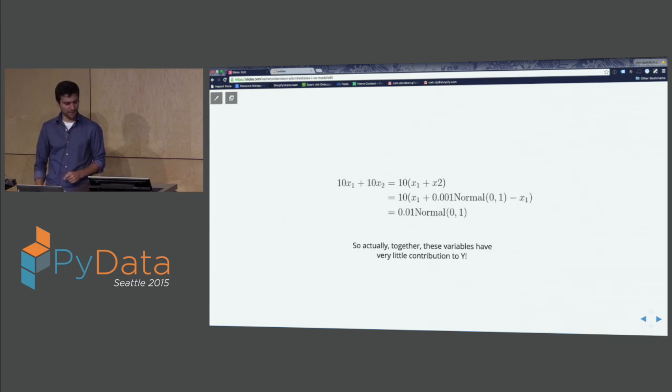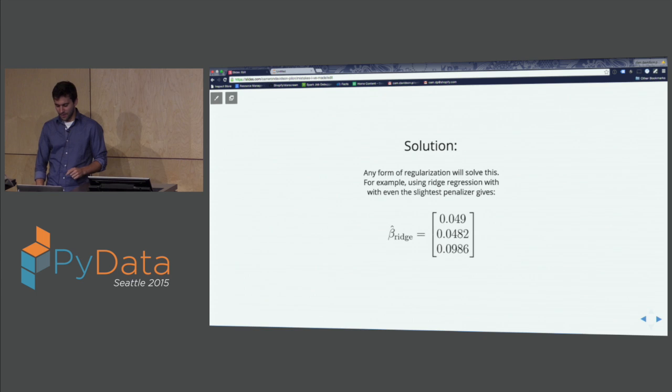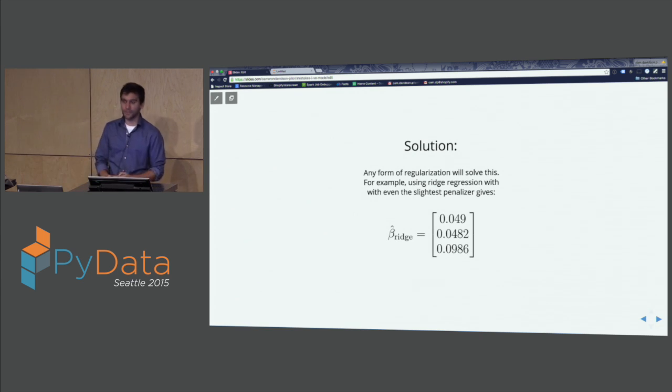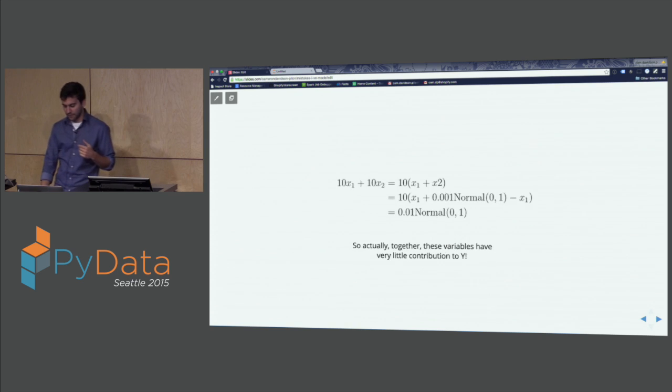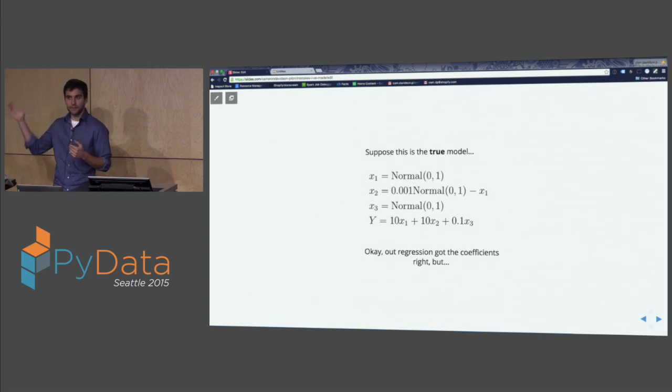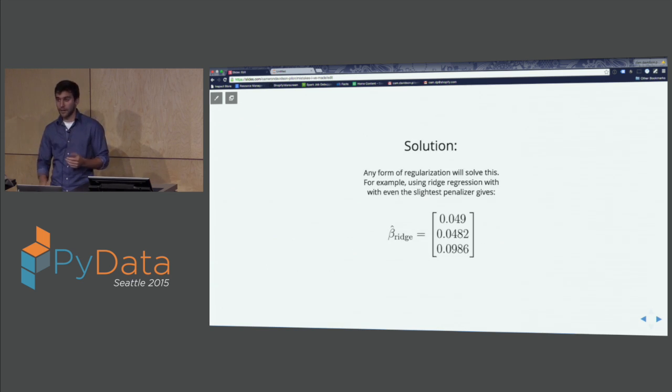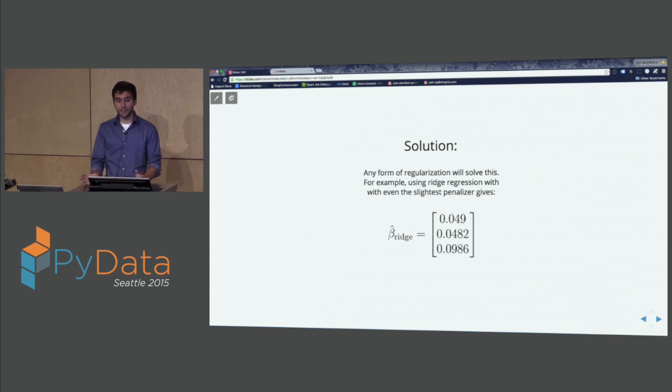I should have an IPython notebook that does that. But okay, so what's the solution here? What should I have done? Basically, any form of regularization will solve this. The problem was that x1 and x2 were highly, highly correlated. If I go back to that definition, you can see they're super correlated. And linear regression is a dumb method, it's not going to pick up on that correlation. Any form of ridge regression, or L1, L2 penalization, will solve this.